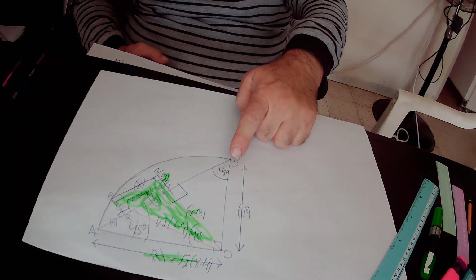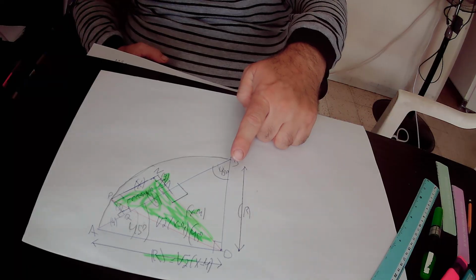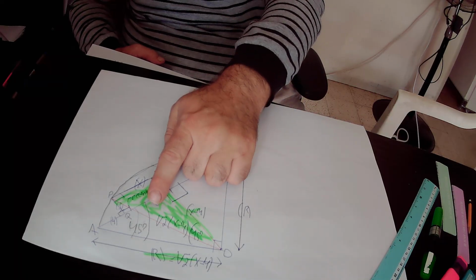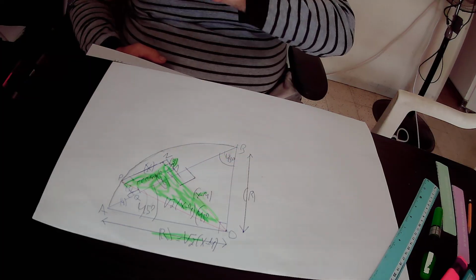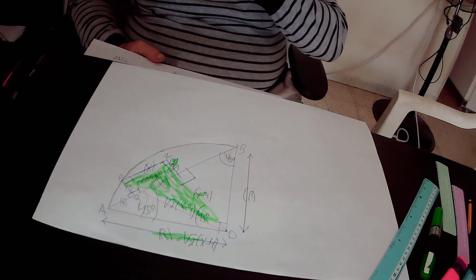So this missing angle x is equal to 45 degrees in its size, and this other missing angle x is also equal to 45 degrees in its size.